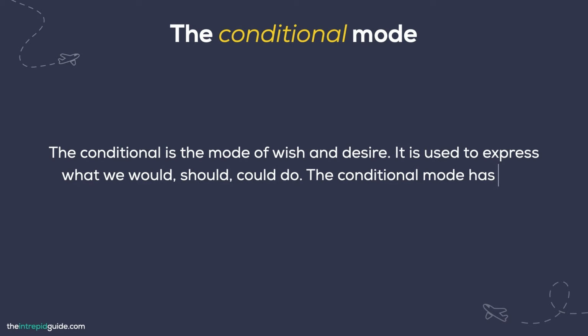Now we're going to take a look at the conditional mode. Now, the conditional is the mode of wish and desire. It is used to express what we would, should, or could do. The conditional mode has two tenses, the present and the past conditional. Let's take a look at the present conditional first.